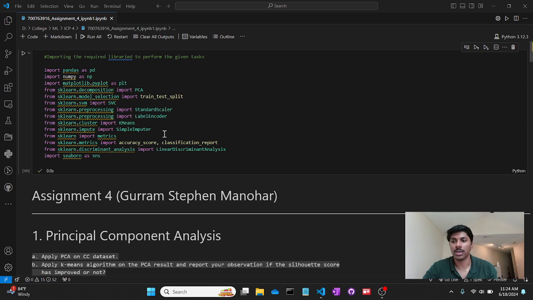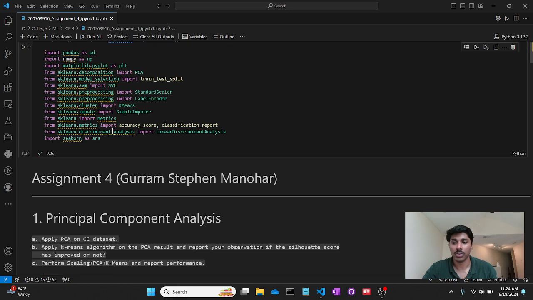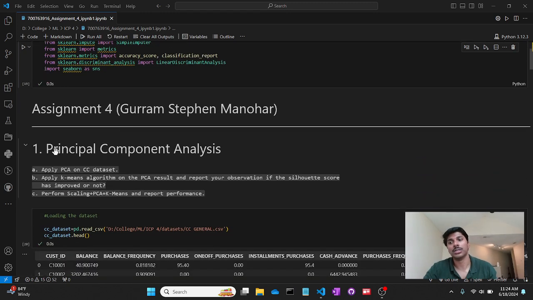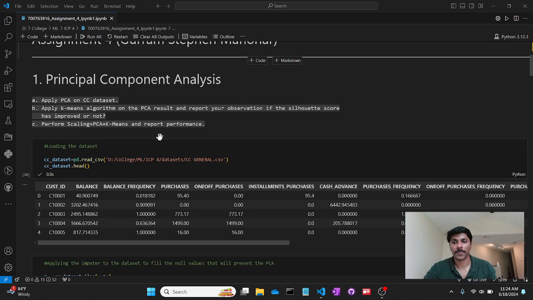So in this solution, I first imported all the important libraries for this particular assignment. The first part of the solution concerns principal component analysis. We do this in order to get the principal components of a dataset and only the required data. So we're only going to take the required data and leave the other data.